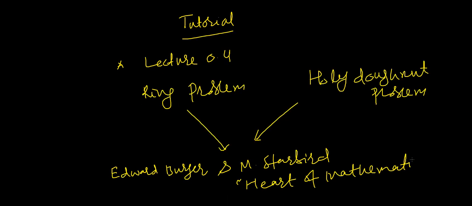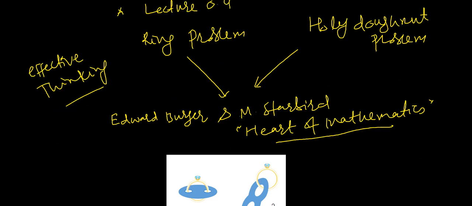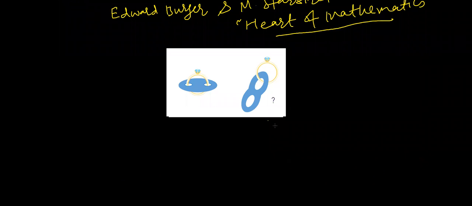This is a really interesting book in which both authors propose and focus on strategies to learn effective thinking, so how to learn to think effectively through mathematics. It's a book on effective thinking. So let's move towards the first problem, which is the ring problem.